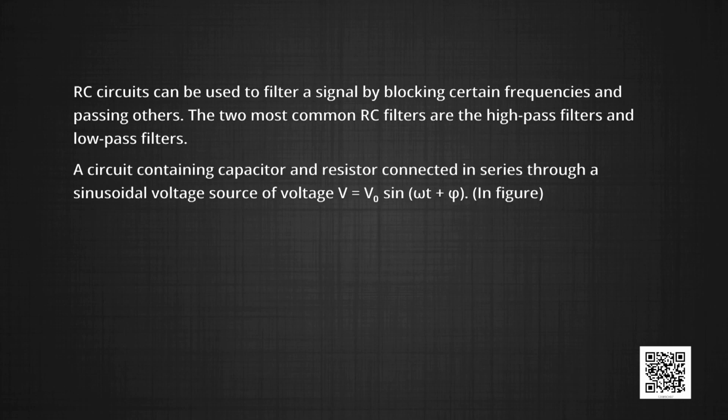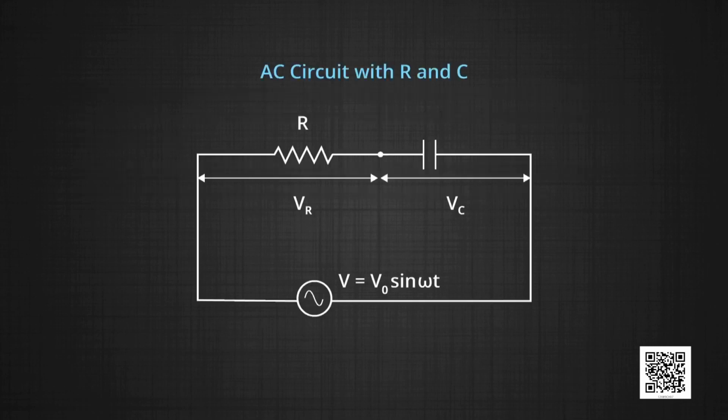The figure here shows a circuit containing a capacitor and resistor connected in series through a sinusoidal voltage source of voltage V equal to V naught sin(omega t plus phi). So, this circuit is showing how an AC source is connected with R and C in series. So, here we can look again at the phasor diagram to see how the current varies through this circuit.